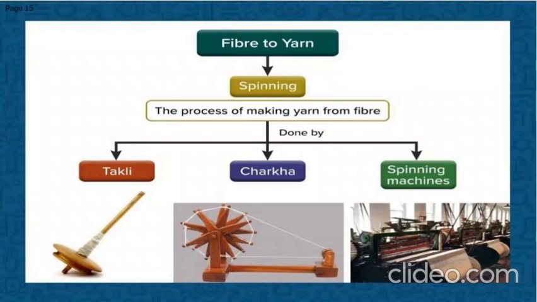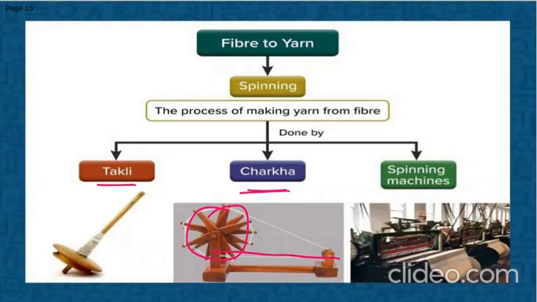Now, fiber to yarn. How is fiber converted to yarn? By the process of spinning. In the olden time, you might have seen the charkha. The charkha was used by Gandhiji to make khadi, isn't it? So fiber to yarn is done by the process of charkha. The charkha has a wheel and a thread. When you rotate it, it will convert into a long sheet.